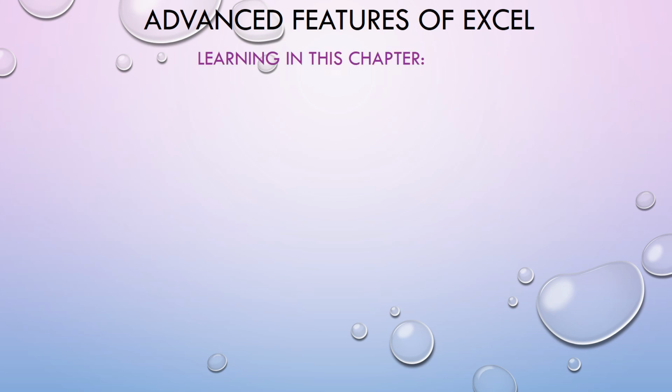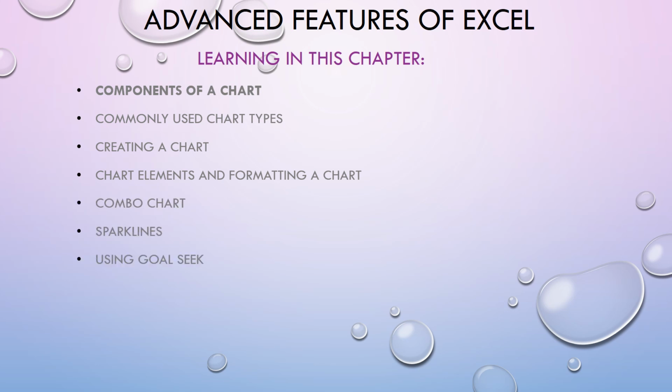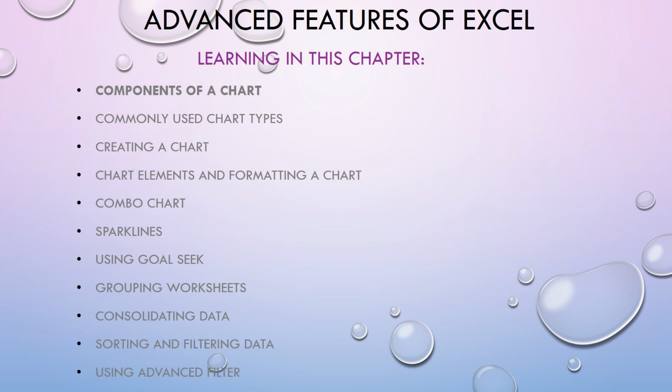So in this chapter what we are going to study is, first we will look into the components of a chart, then we will see commonly used chart types, creating a chart, elements and formatting a chart, combo chart, sparklines, using goal seek, grouping worksheets, consolidating data, sorting and filtering data, and lastly we will look into using advanced filter. Now in this video we are going to learn about what a chart is and what are its components. So let's proceed further.